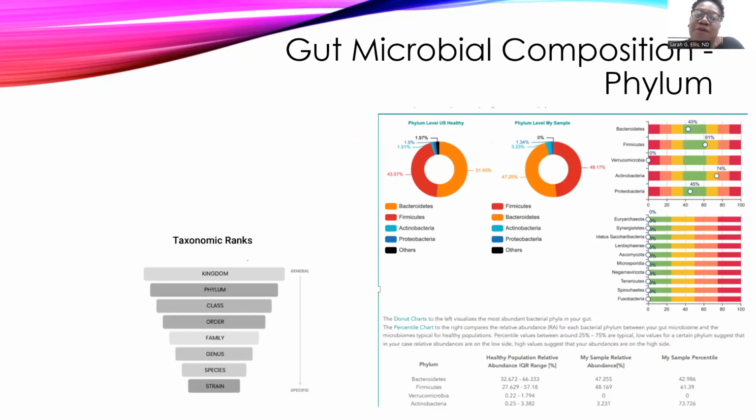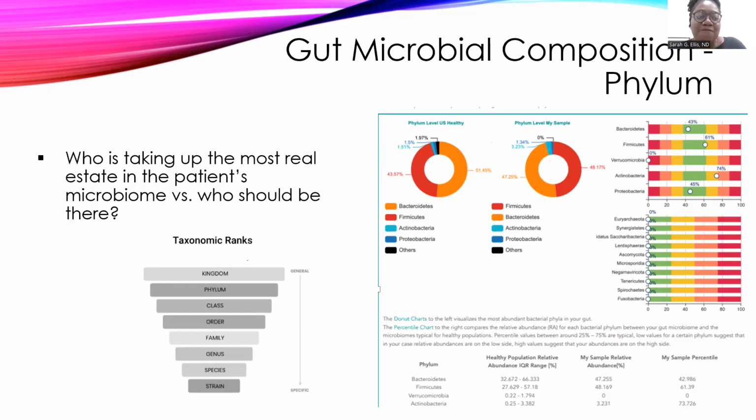And then next we'll talk about the gut microbial composition. So not only do we tell you who's there, but we also look at what percentage of these different phyla are present in your gut. So we are showing you who is taking up the most real estate in your patient's microbiome versus who should be there.